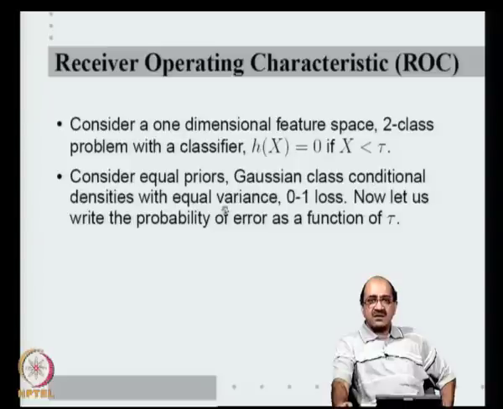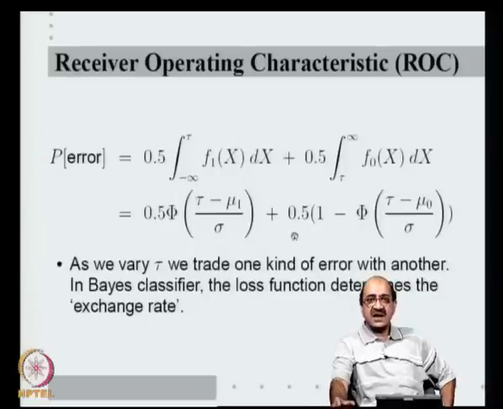Now, if I think of class conditional densities once again as normal with equal variance and a 0-1 loss function, we can write the error as a function of tau. Below tau I am putting class 1, above tau I am putting class 2. So, this is my error integral, as we have already written earlier.